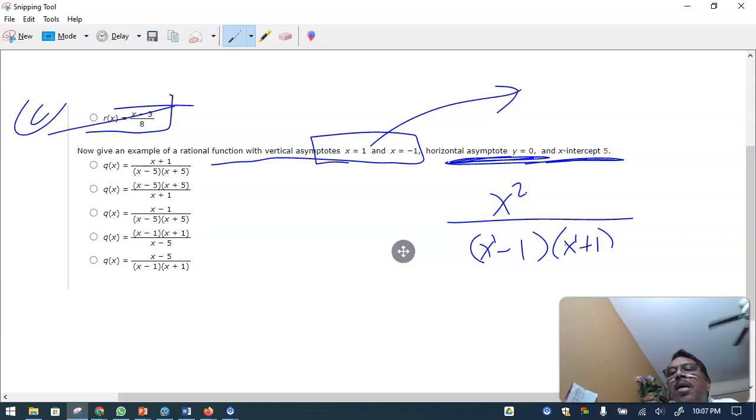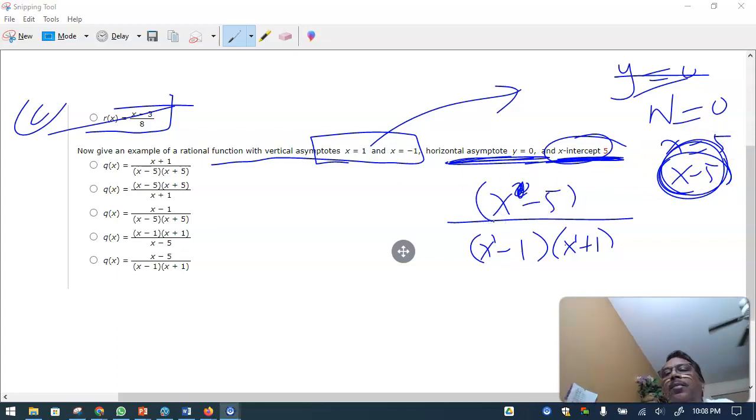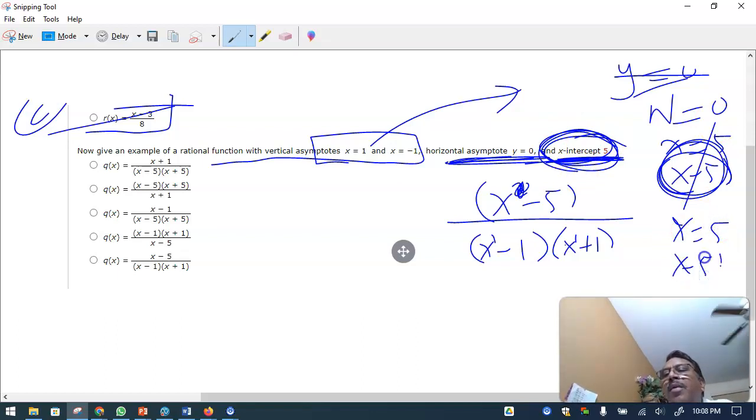But the x-intercept has to be also 5. So if you want to have the x-intercept, the numerator has to be 0 when y is 0. When you put y equals 0, we want to know when the numerator is going to be 0, and that's x equals 5. That means x minus 5. So you should have this x minus 5 in the numerator. Again, I repeat, because the x-intercept has to be 5, I put x equals 5 and subtracting 5 I get x minus 5. This has to be in the numerator, and you're done.